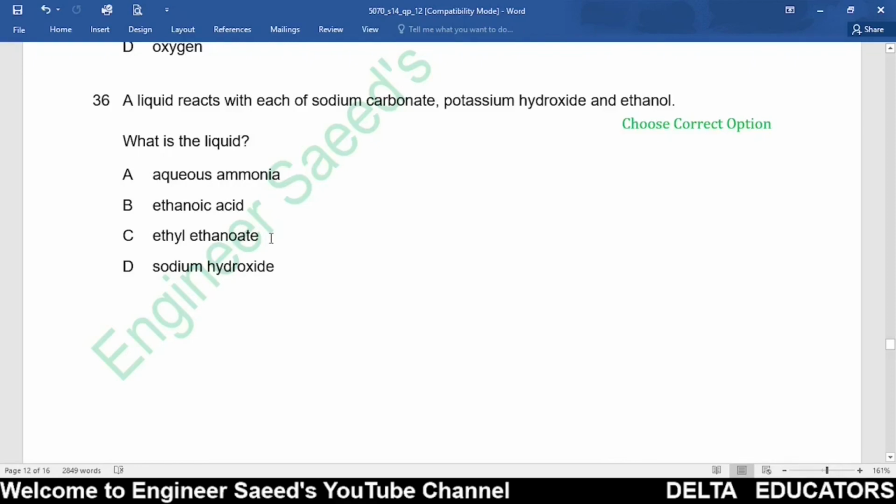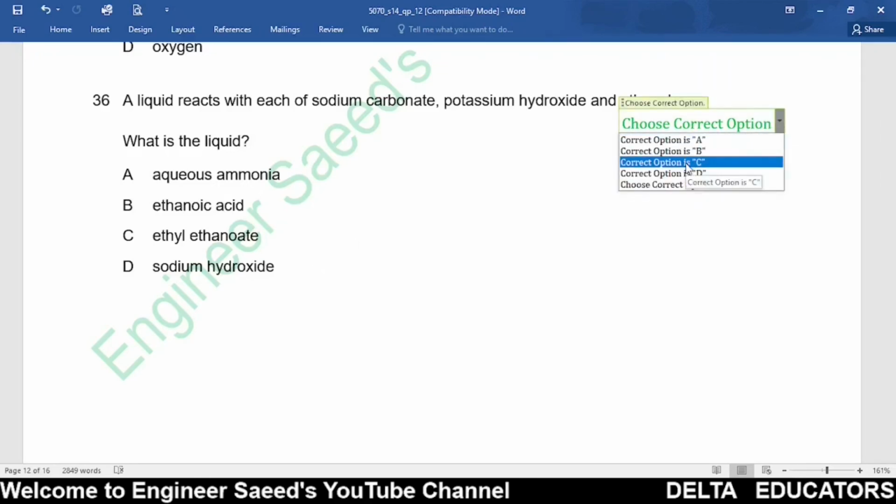In C it is given ethyl ethanoate. Ethyl ethanoate is an ester. So this one is incorrect. In D it is given sodium hydroxide. Sodium hydroxide is also alkaline in nature. So this one will also not react with sodium carbonate, potassium hydroxide and ethanol. Only ethanoic acid will react with all these three compounds. So correct option, option B.